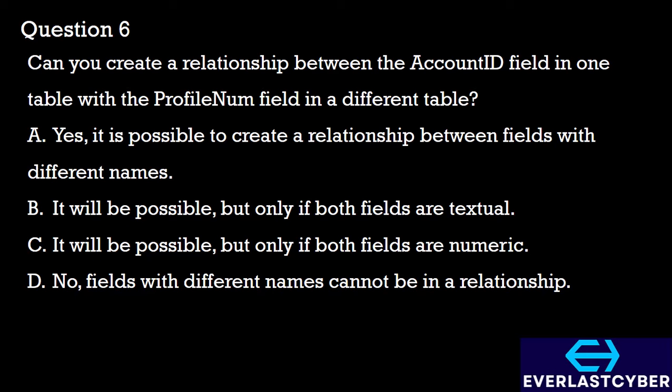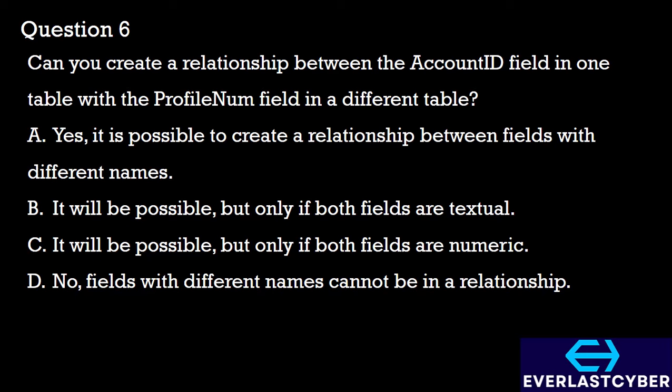In Tableau, relationships can be created between fields with different names as long as the data types of the fields match. So for instance, if both fields are either numeric or textual. When creating the relationship, you can manually map the fields in the relationship editor.